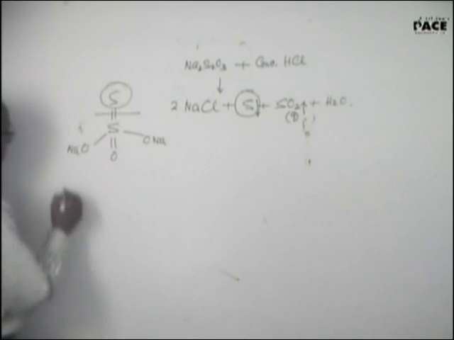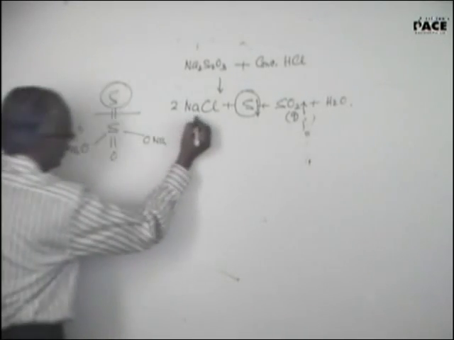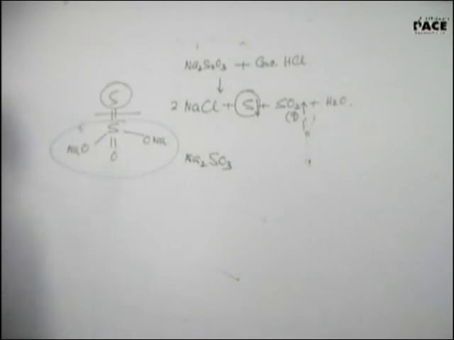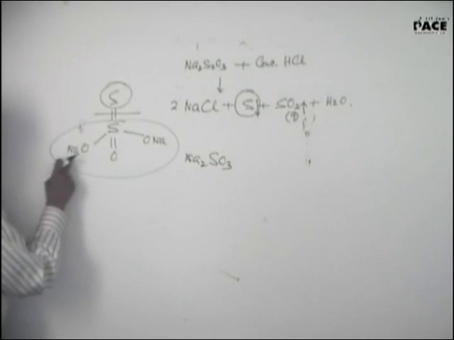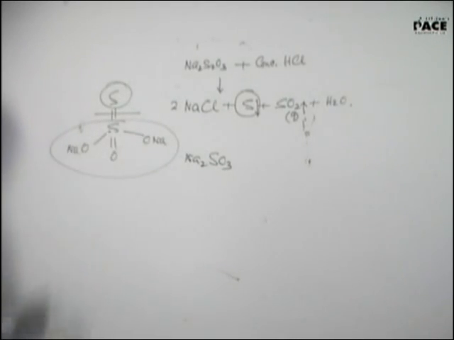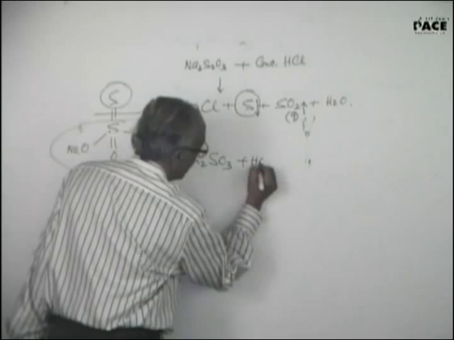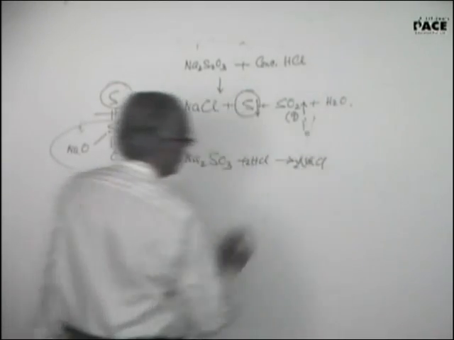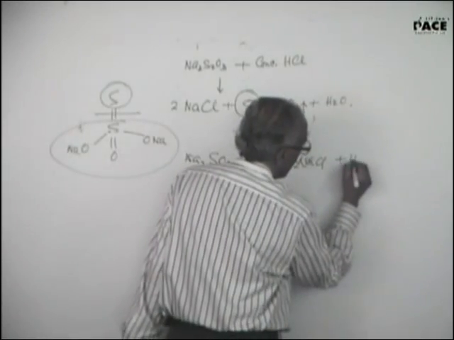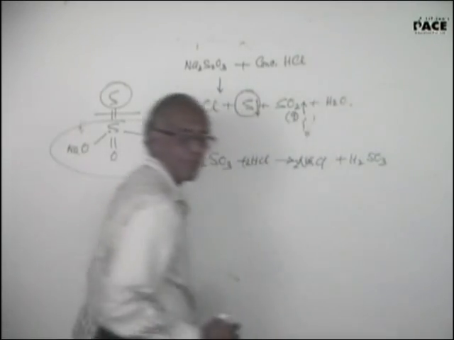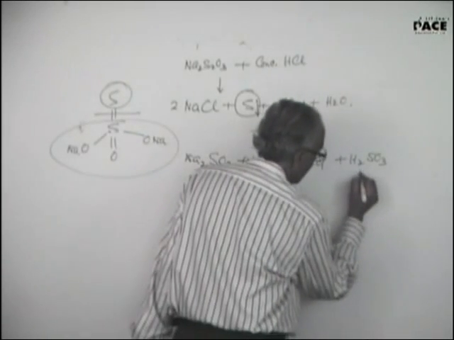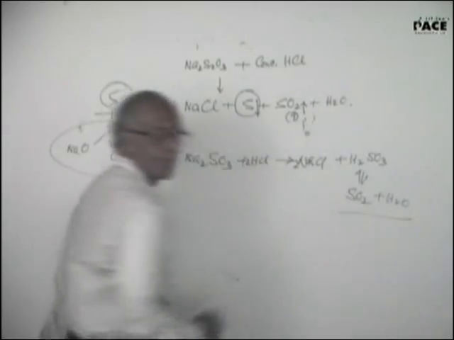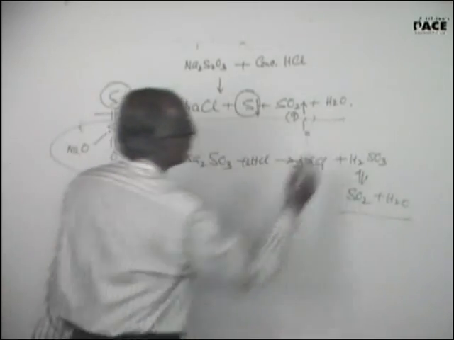The H plus, the sodium salt, Na2SO3, is it Na2SO3? Na2SO3 plus HCl gives me sodium chloride plus H2SO3. H2SO3 is nothing but sulfur dioxide plus water. So I have written this.